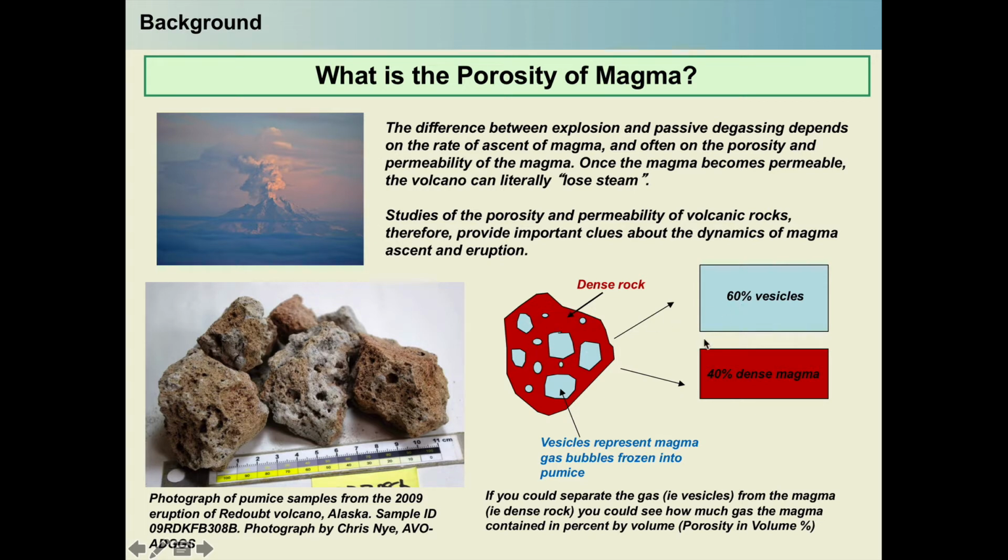If you could pull those out, you might have as much as 60% by volume to 75 to even 80 to 90% by volume vesicles in that sample. That represents 60 plus volume percent of gas stored in that magma when it fragmented. The rest is the dense magma part. So in my cartoon example here, there's 60% by volume gas represented by the vesicles. You have 40% by volume remainder, which is the dense magma part. So porosity and vesicularity are really synonymous. Porosity just means the percent of that magma that was pore space filled with gas.